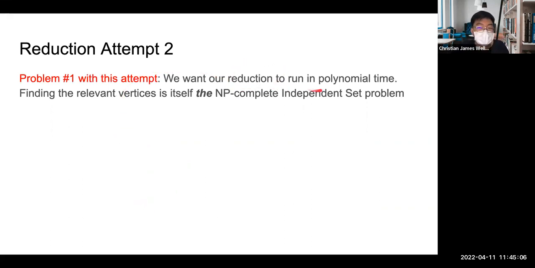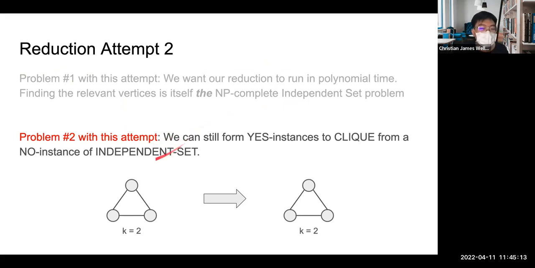Because we want the reduction to run in polynomial time, and we don't know a polynomial time solution to do that. And second of all, the problem is that we can still form yes instances of clique from a no instance of independent set. For example, over here, I want an independent set. This is a no instance for IS, but this is a yes instance for clique. So these are some problems I laid out for this reduction attempt.